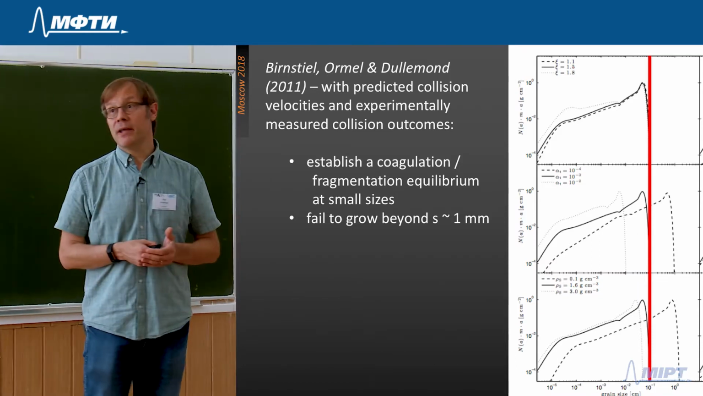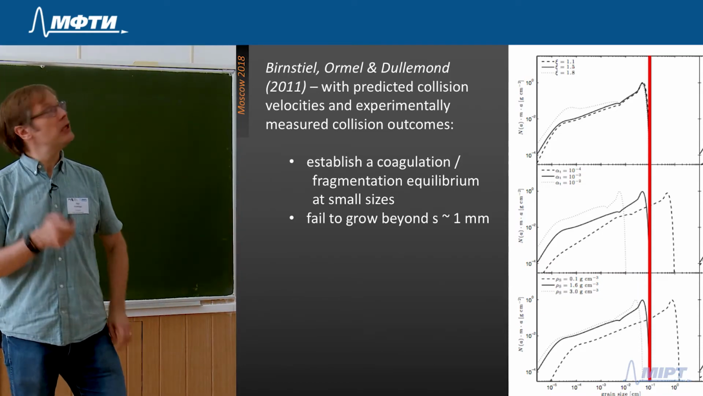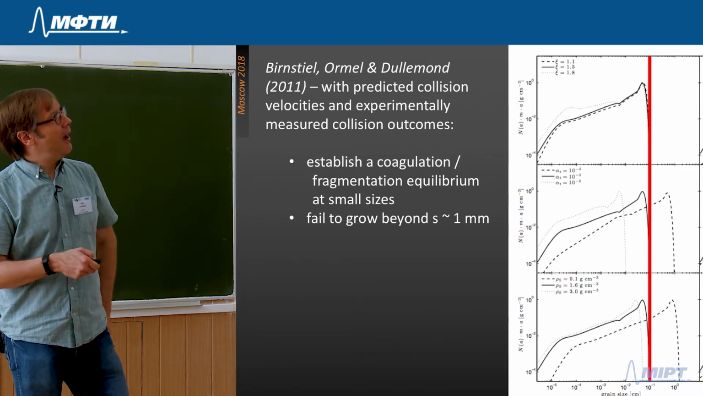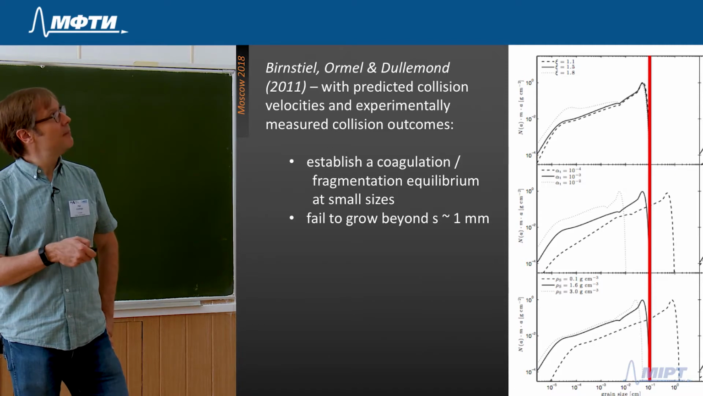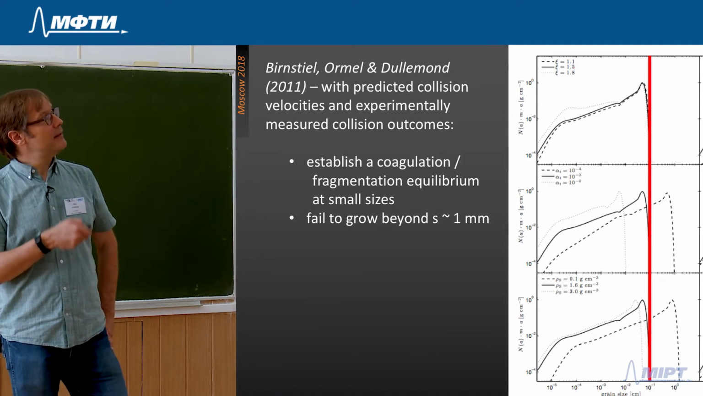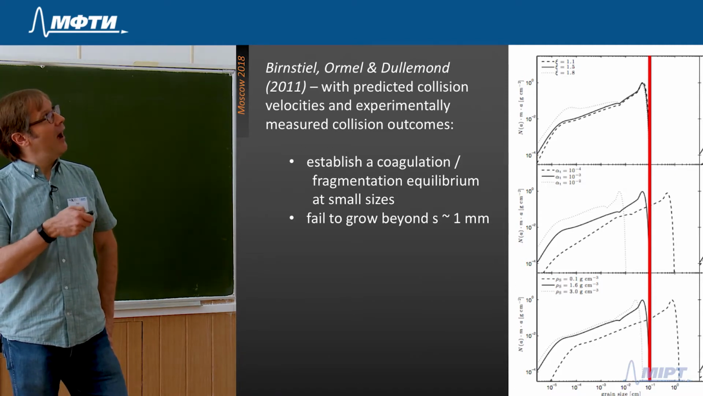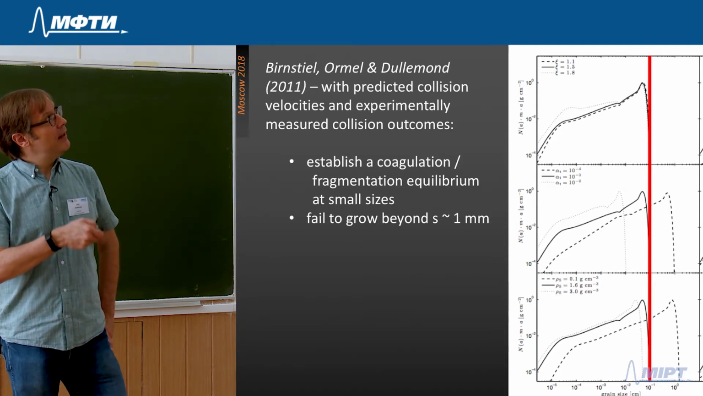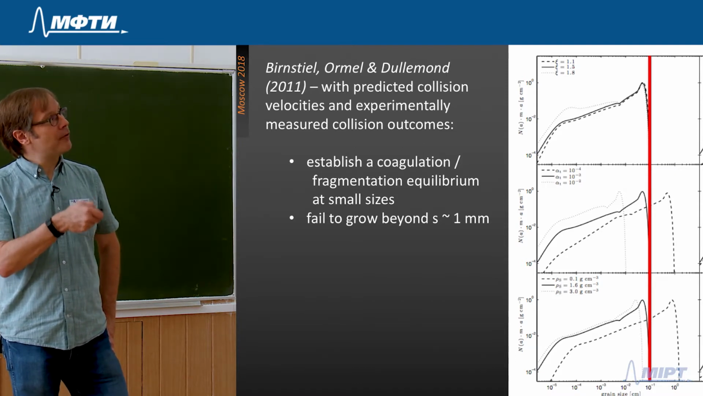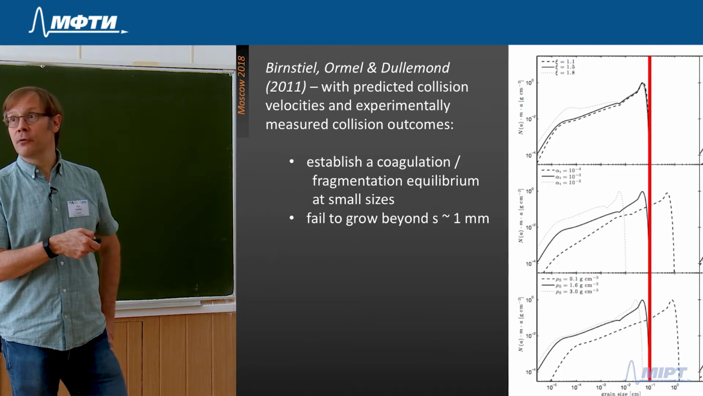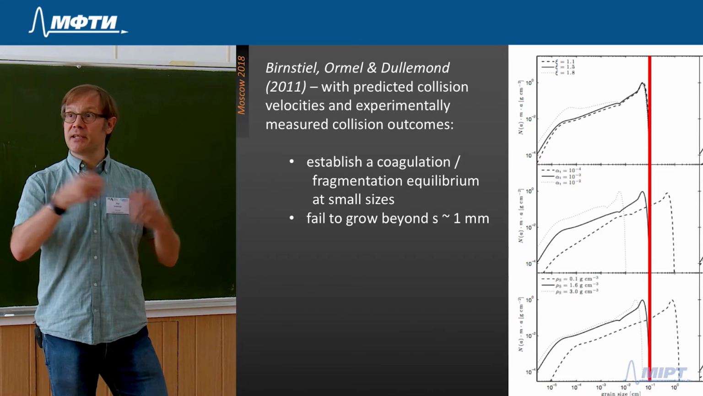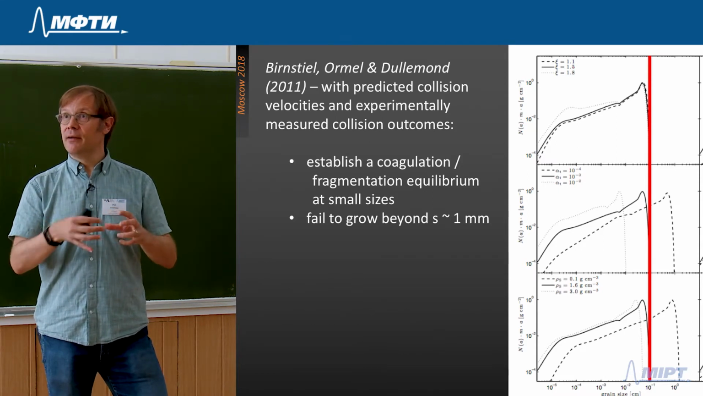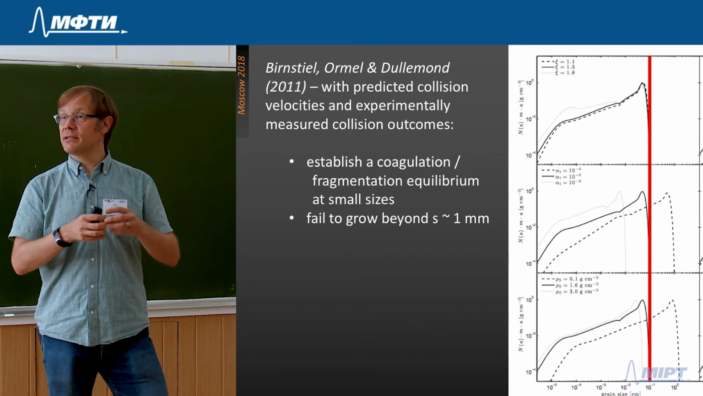So these are either Monte Carlo or coagulation equation solutions. So this is size, and this is the number of particles of a given size. These are plots of different models at different times. It seems to be quite difficult to get beyond, let's say, small macroscopic sizes that are of the order of centimeters.